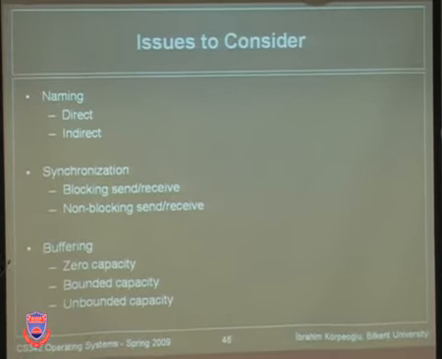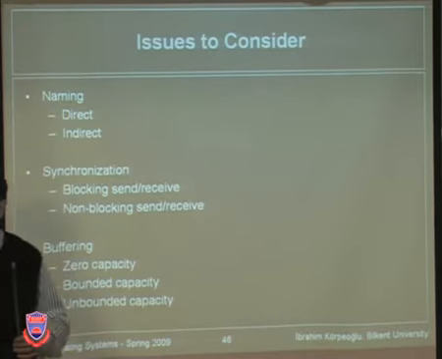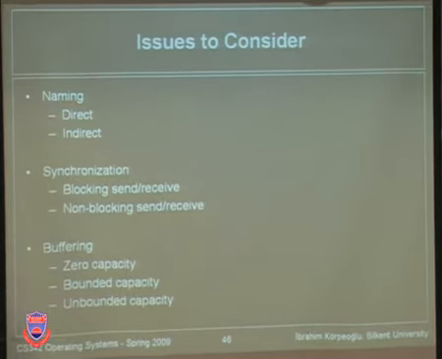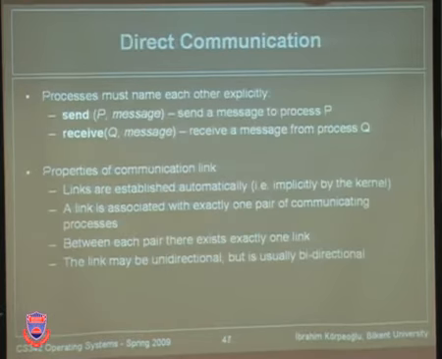And then the other issue is the synchronization. How do we invoke the send and receive and how they operate? In a blocking manner or non-blocking manner, okay? We will see what it means. And the buffering issue is what should be the size of the buffer that we will provide for a link between two processes. We can implement a buffer that has zero capacity or some bounded capacity. And of course, theoretically, the buffer can be of unbounded capacity, but it is not practical, of course. So let's look at these issues one by one.